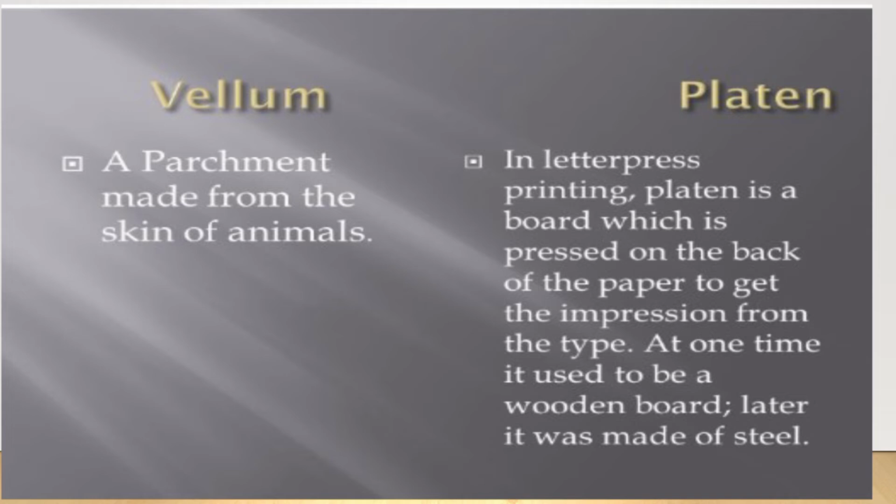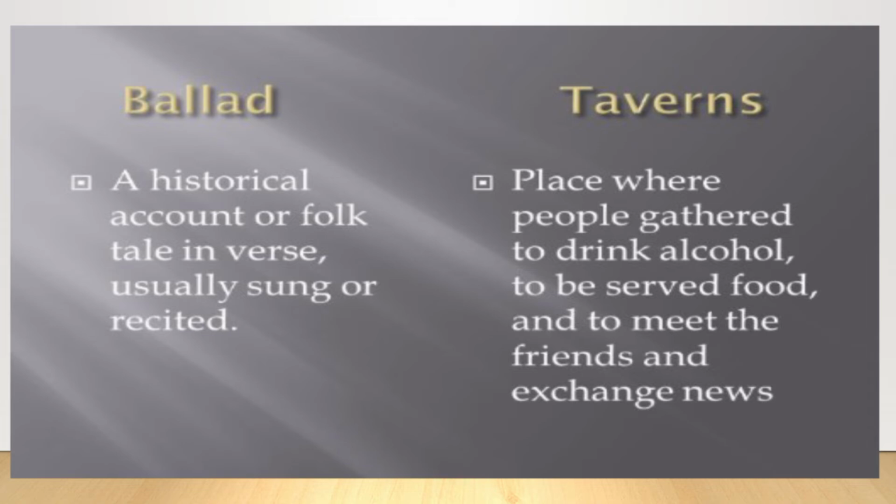Before, the availability of the script or the writings was on parchment, or the skin of animals, which was called vellum. And also platen in letterpress printing. Platen is a board which is pressed on the back of the paper to get an impression, and from this type the material was available. At one time it used to be a wooden board, later that was replaced by metal, that is steel.